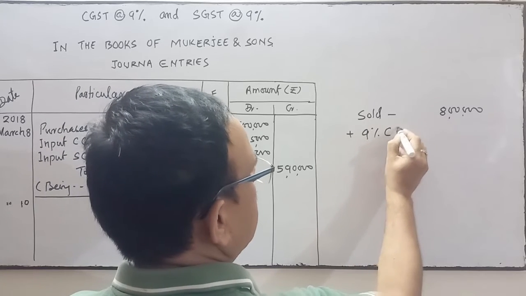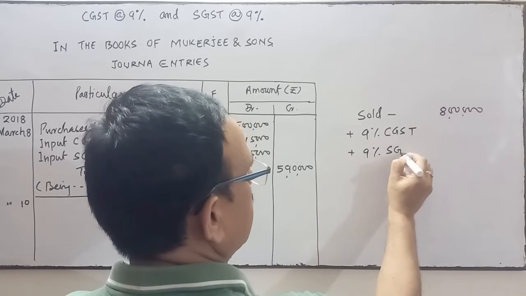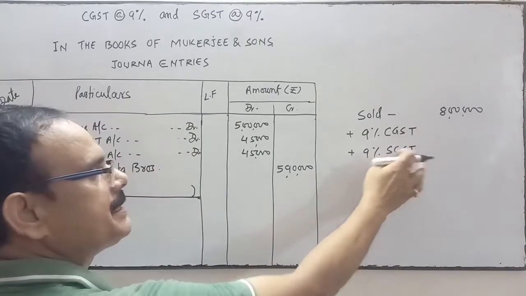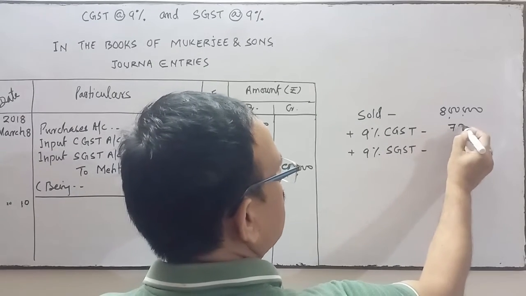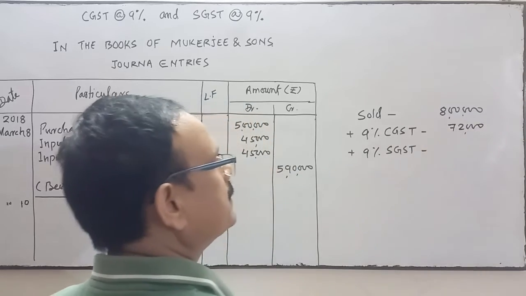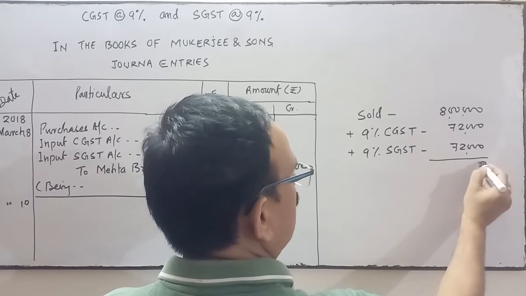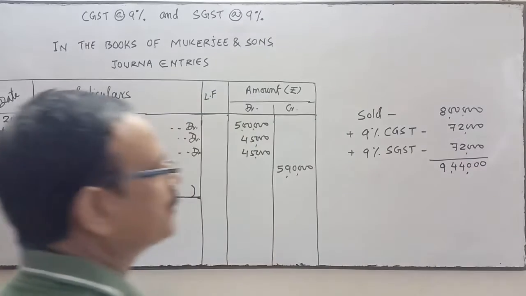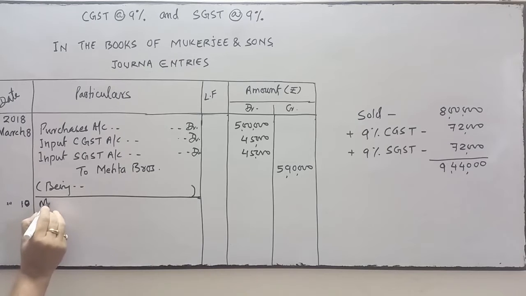9% CGST and 9% SGST. CGST means central GST and SGST means state GST. So 9% of 8 lakhs is 72,000 and 72,000. The total is 9,44,000.